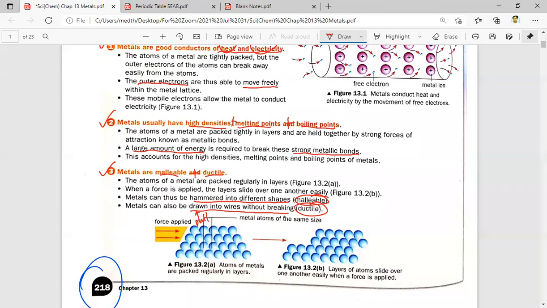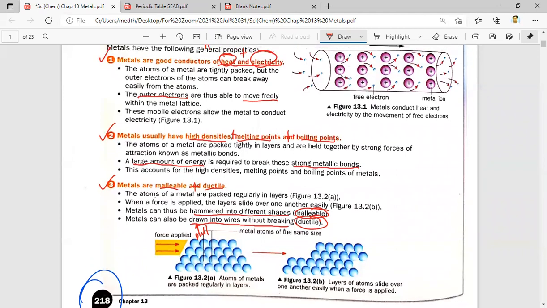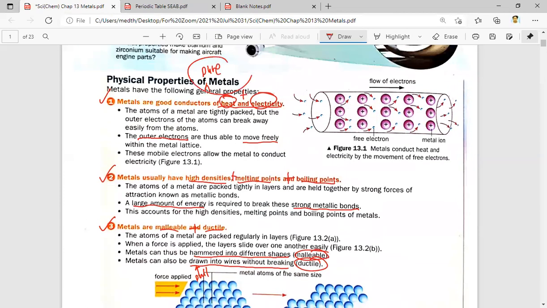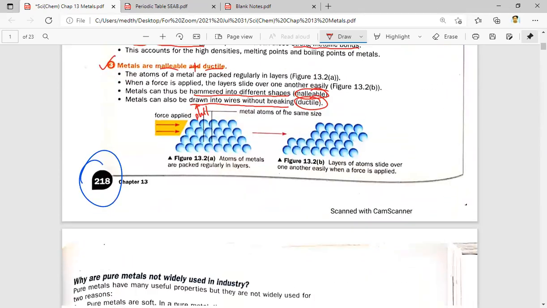Why I keep emphasizing them as a pair is really because most students, when they write down the physical properties of metals, write malleable as one property and ductile as another property. In that case you will not get the full marks, because these two are actually one point. These three are actually one point. These two over here are actually one point. I just need you to take note of that. So these are the three physical properties of pure metals. Now let's go on to the next part.